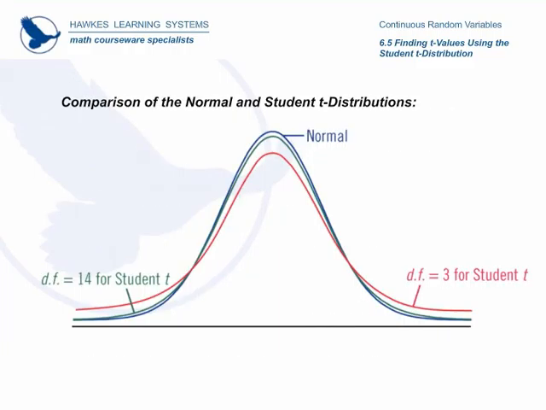So let's make a comparison of the normal and the student t distributions. We see the normal in blue, and then we see our degrees of freedom equals 14 for the student t, and our degrees of freedom equals 3 for the student t on each side of this example.